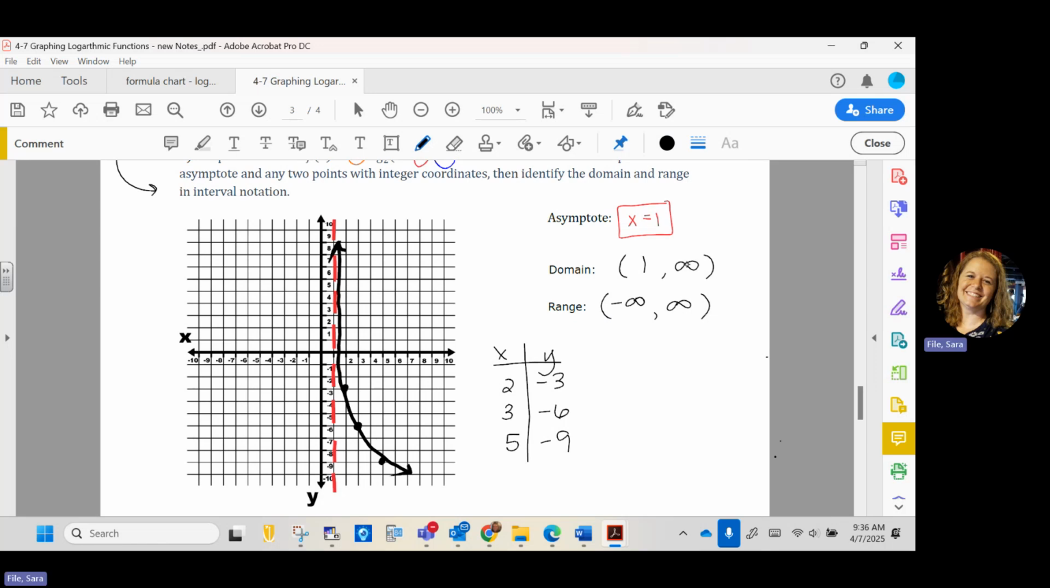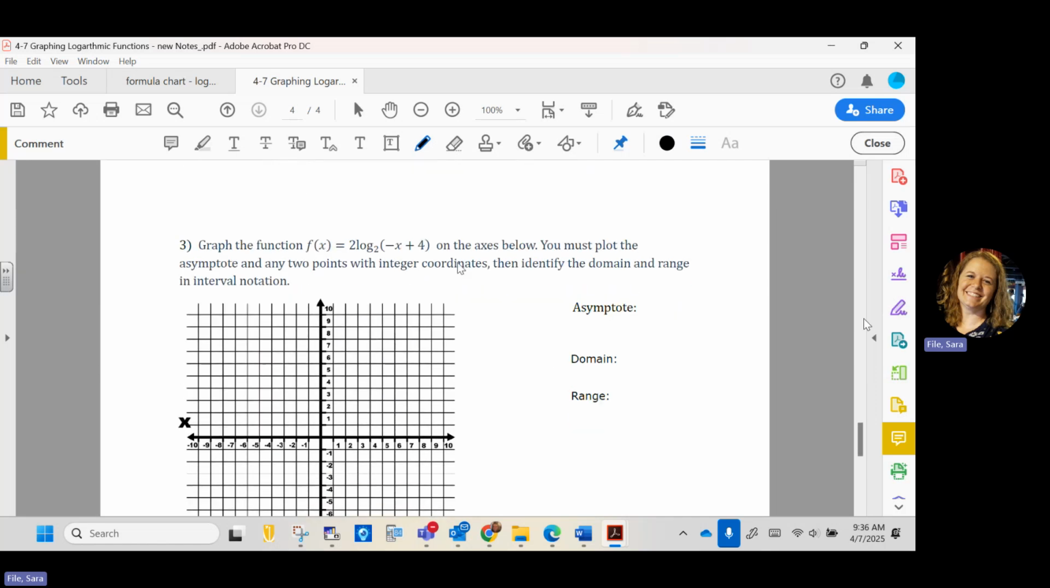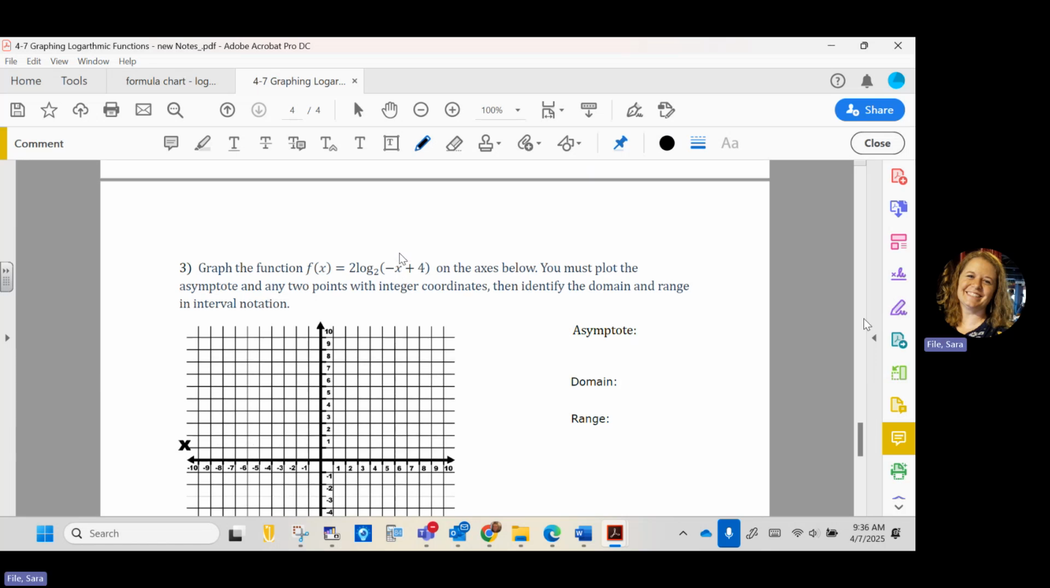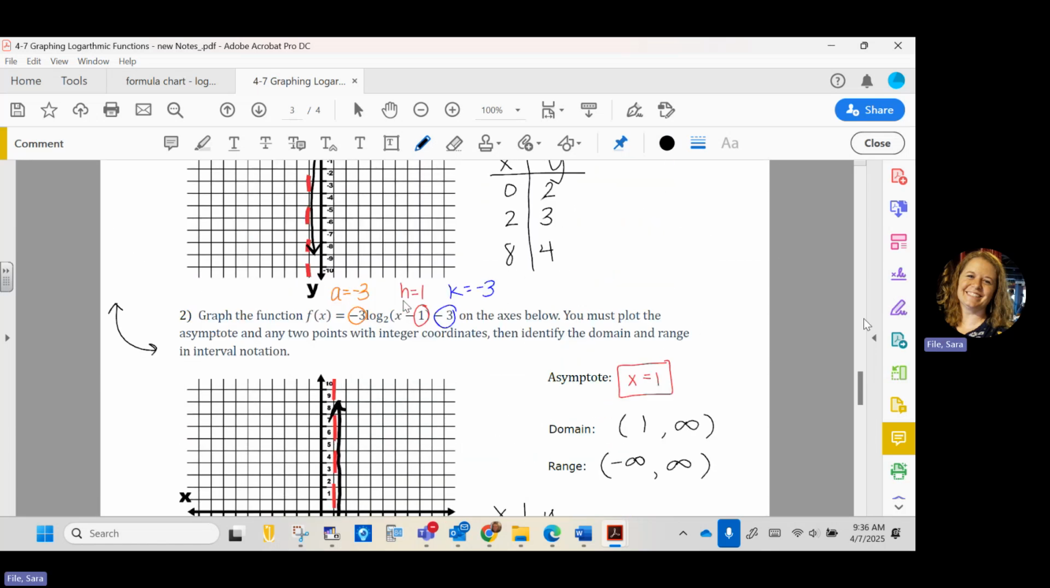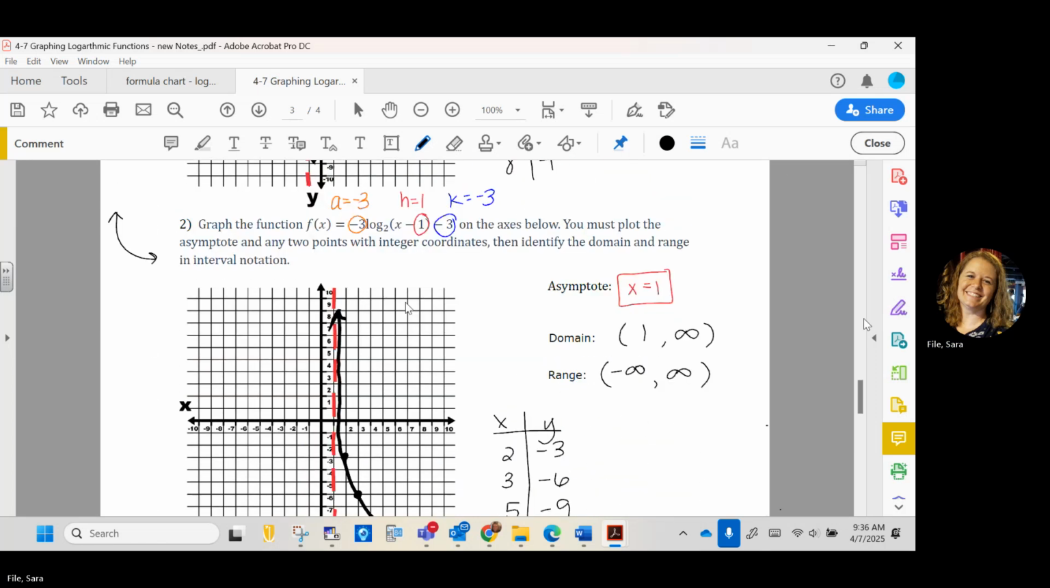All right, let's try one last one. Okay, it's a little different. This one has that negative on the inside. Okay, the x is negative. Now I want you to see how that's going to affect my h value. Normally, in these two, see how it was x minus 1, so h was positive 1? This was x plus 1, so h was negative 1. It was the opposite sign of what you saw for h.